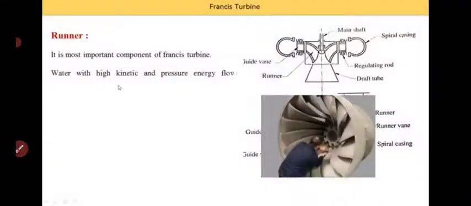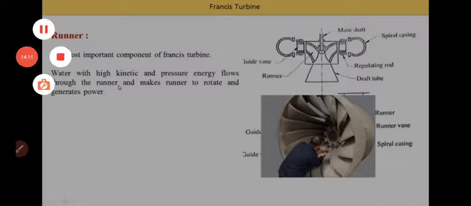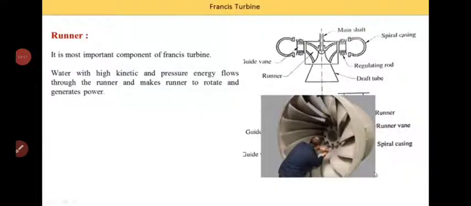So water with high kinetic and pressure energy flows through the runner and makes the runner rotate and generate power. So water coming out from these guide vanes enters in radial direction in the runner, and the water energy is supplied to the runner and the runner starts to rotate. Means water energy or hydraulic energy is converted into mechanical energy in the runner, and the runner starts to rotate. Mechanical energy of this runner is supplied to the generator by using this main shaft, and the generator produces the electricity, and then after it is supplied to our homes for use.